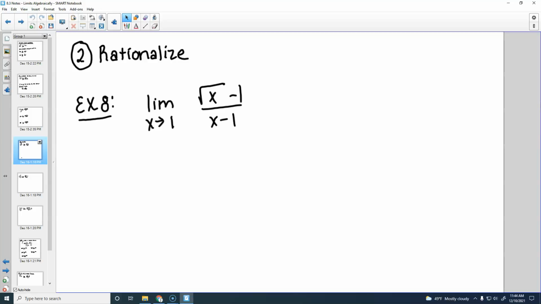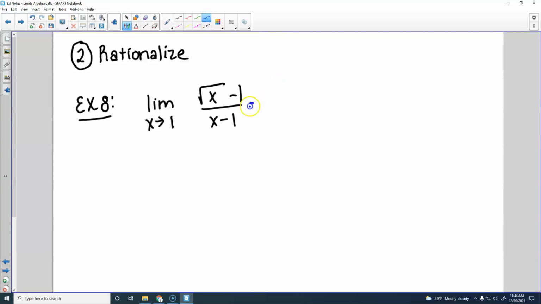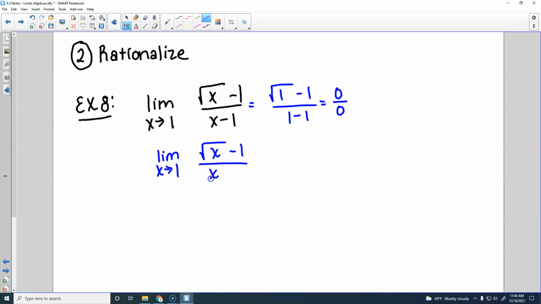So we always should try direct substitution for these problems. If we look at number 8 here, we would have the square root of 1 minus 1 over 1 minus 1, which would give us 0 over 0. So 0 over 0 does not tell us an answer. It just tells us we need to keep going. So the trick that we are going to use whenever we have something like square root of x minus 1 over x minus 1 is we are going to rationalize whichever side has a square root.